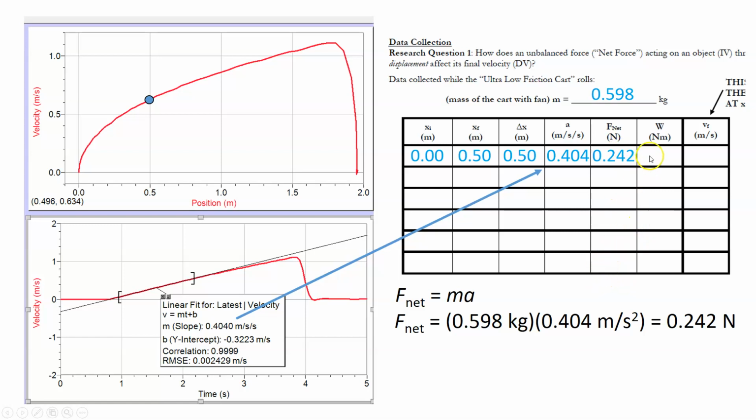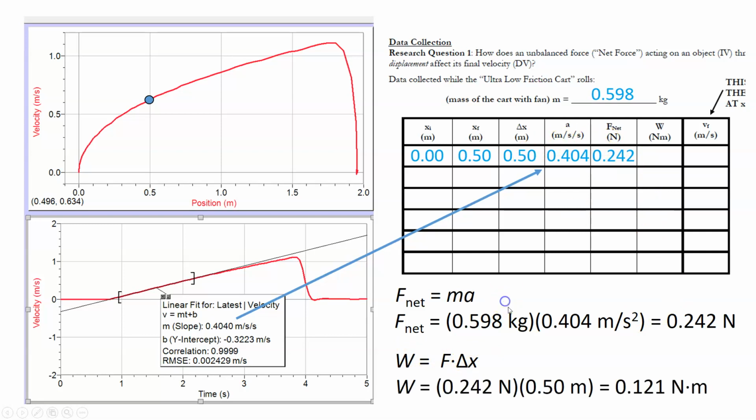Now we have to calculate the work. This is our new equation. Work is force times displacement. We have the force right here. We have the displacement right here. When we multiply them by each other, we get this in newton meters, which we also know is a joule, but we'll just list it as newton meters. And then that populates that data table cell.